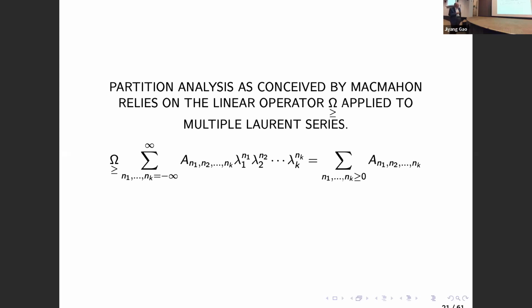You're looking at multiple Laurent series, and you have this operator, omega, with the greater than or equal sign below it. Basically, what it does is, looking at such a series, it cancels out any term that has a negative exponent on any of the lambdas, and for all the other terms, it sets lambda to 1. And this provides a way of coding various partitions with various differencing conditions on parts, as you will see fairly shortly.